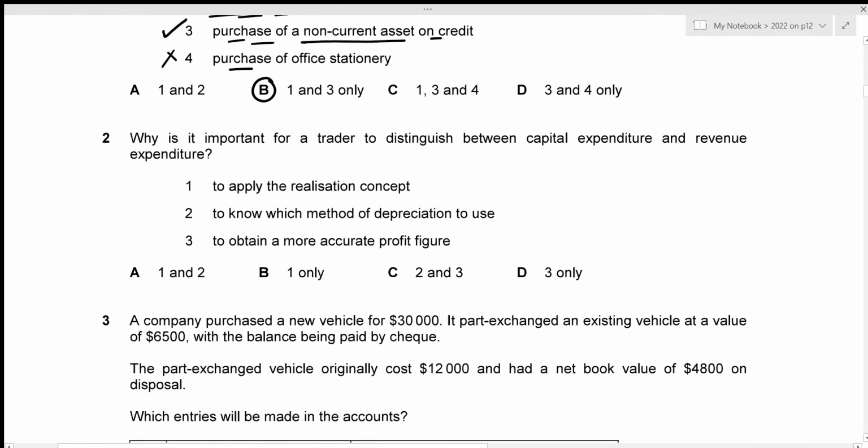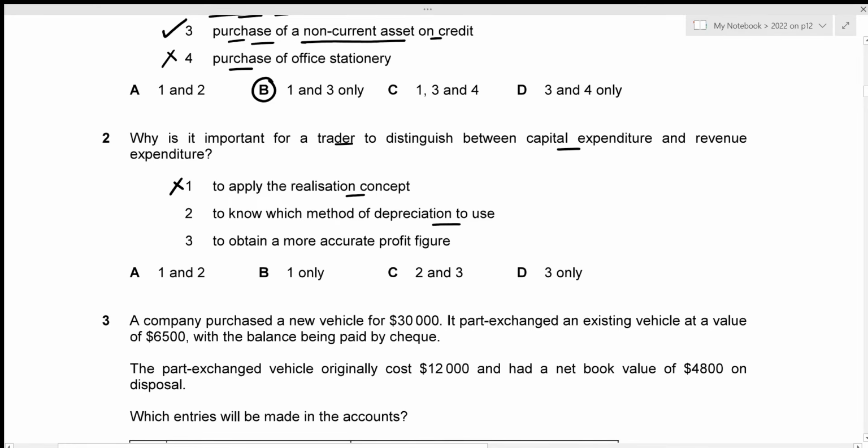Why is it important for a trader to distinguish between capital expenditure and revenue expenditure? So capital expenditure are the non-recurring expense or the one-time expense, whereas revenue expenditure is the recurring ones which occur frequently. Now, the very first reason is to apply the realization concept. So remember that realization concept relates to when the revenue should be recorded in our books of accounts. But we're talking about distinguishing between the capital expenditure and revenue expenditure. So these two items do not have any sort of correlation. So this is incorrect.